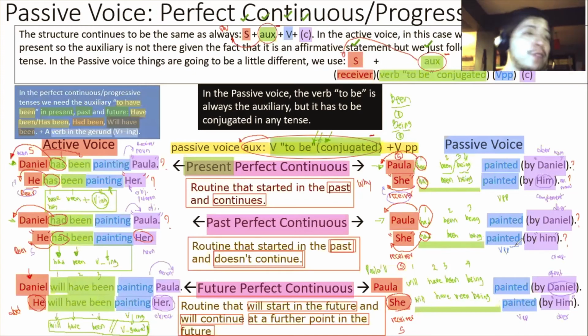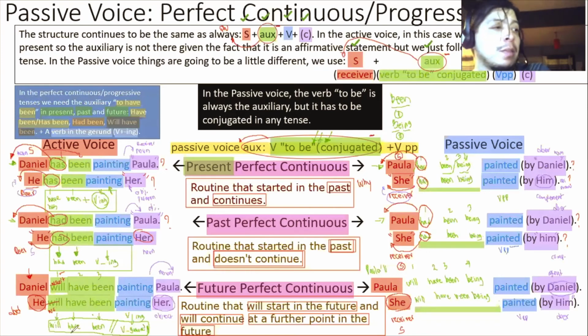El futuro perfecto, lo mismo. Tenemos tres palabras, solo la primera se lleva el negativo. En lugar de decir Daniel will have been painting Paula, decimos Daniel won't have been painting Paula. Or he won't have been painting Paula. Él no habrá estado pintando a Paula. ¿Ok? O él no la habrá estado pintando a ella.